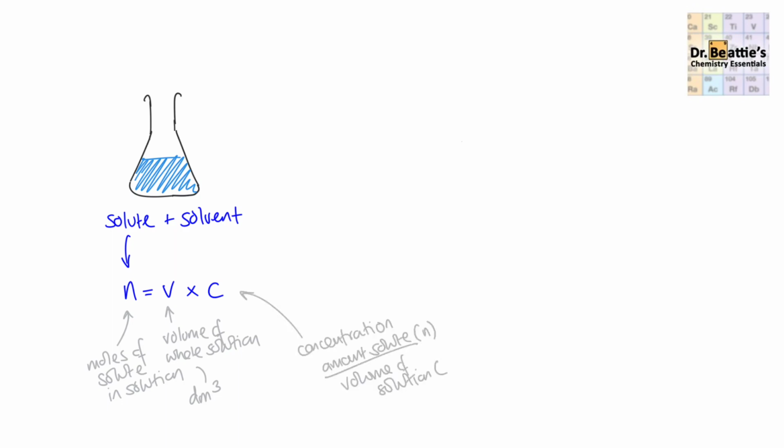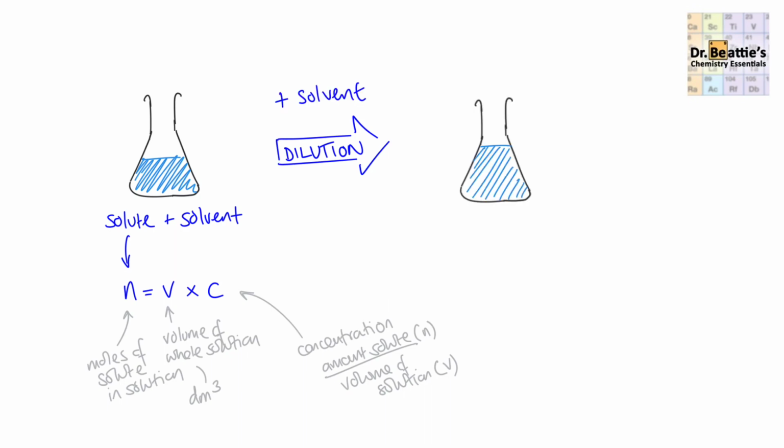You can see here that this concentration is just n = VC rearranged, where it's the amount of solute divided by the volume of the solution. On dilution, what happens is we add more solvent to our solution. And what's really important is to think about what's happened to the terms n, V and C when this happens. It's evident that if we've added more solvent, the volume of the whole solution has increased.